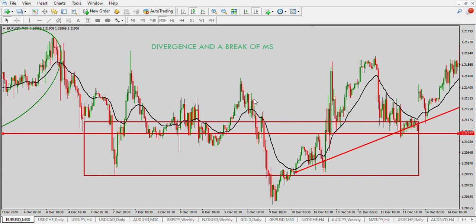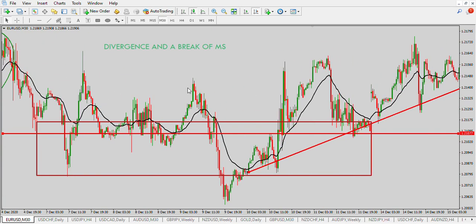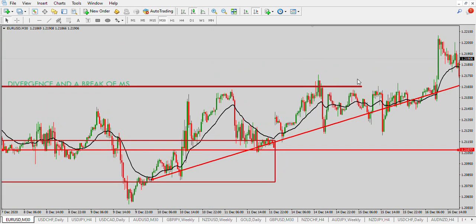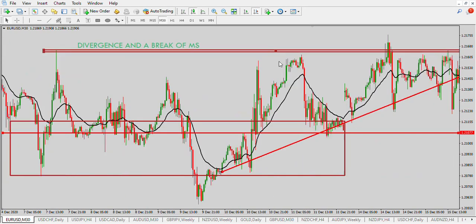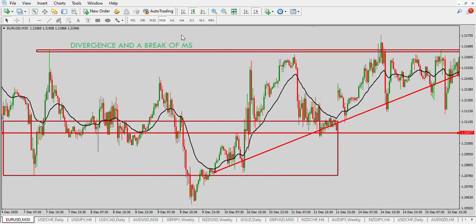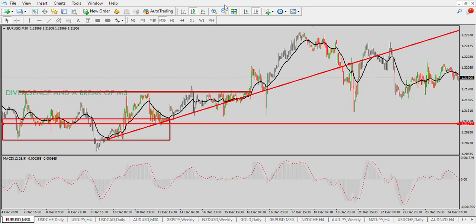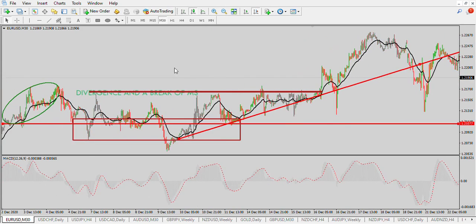Now, our key market structure level happens to be where? Here. Yeah, this particular level here. This is our key market structure level. Now we want to check out for divergence. Let me pick the MACD. We want to check out for divergence on the 30 minutes time frame. We want to ensure that there is a divergence.